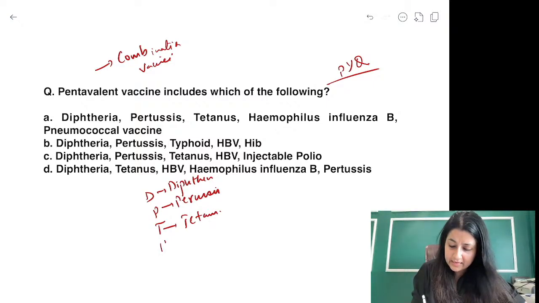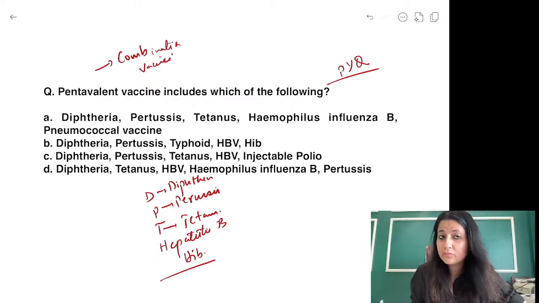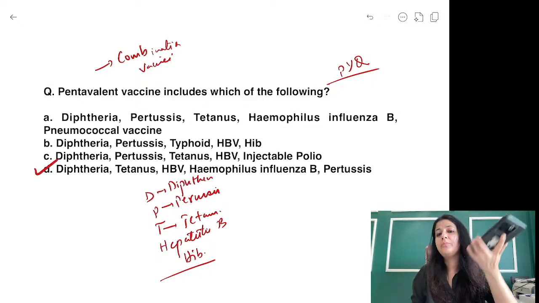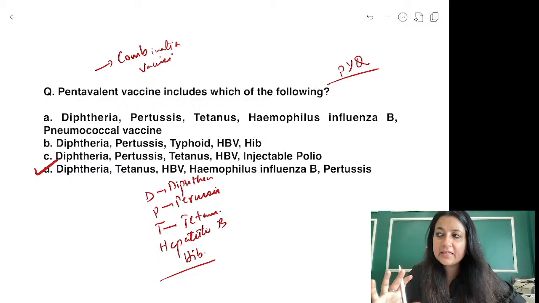And what else is there after that? Hepatitis B. And what else, everybody? So which option is correct? Why are you not marking this correctly, guys? It is the option that protects from 5 diseases: diphtheria, pertussis, tetanus, hepatitis B, Haemophilus influenzae B. Penta means it's protecting us from 5 diseases.